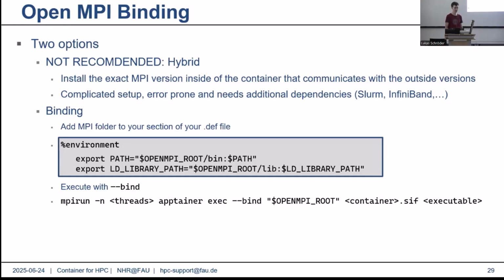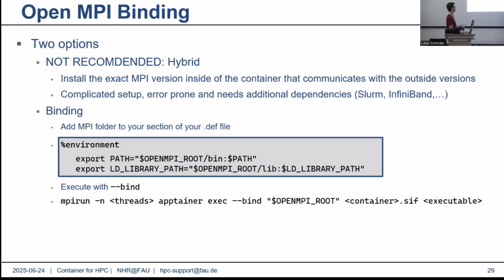The other way would be binding, as already talked about. When you know where the OpenMPI library is, for example on Helma, which I tried, it's defined in the OpenMPI root. So in your def file, where you can set persistent environment variables, you set the path, you add this to your PATH, and you also specify where the LD_LIBRARY_PATH lies. And then when you run it, you have to add the bind option so that during runtime it also knows where these files lie. So this would then be the example: you use mpirun, number of threads, and then Apptainer gets started on every instance.